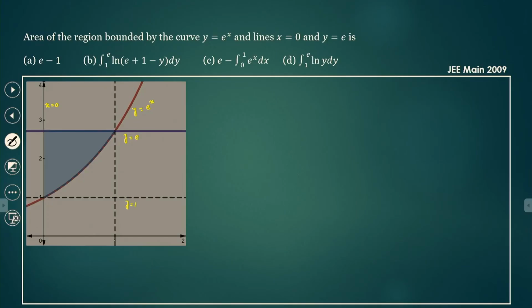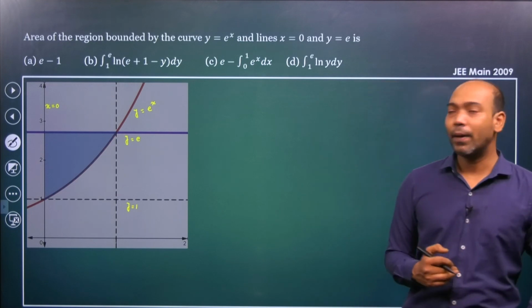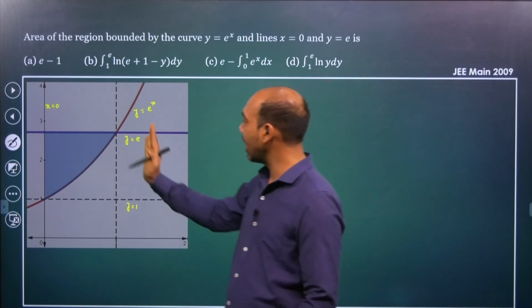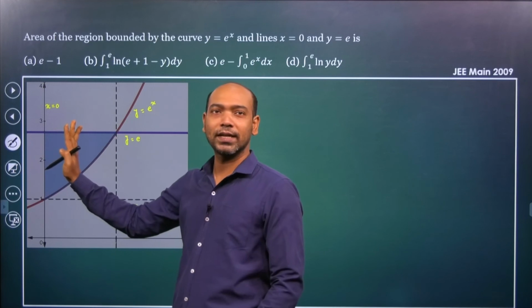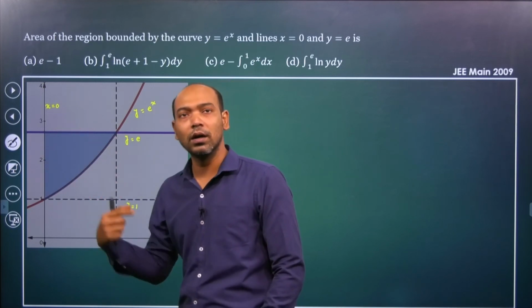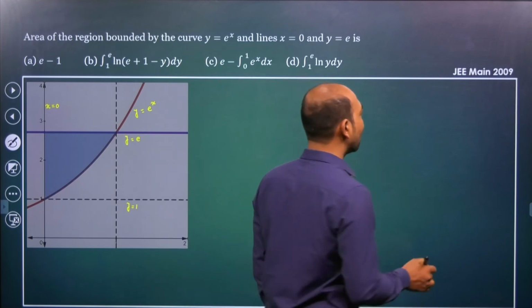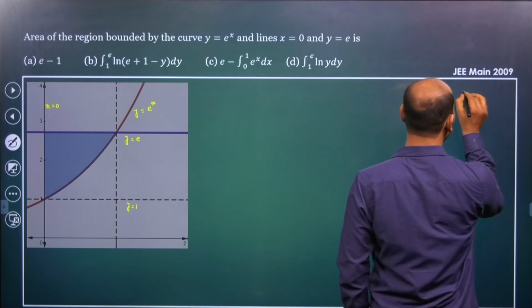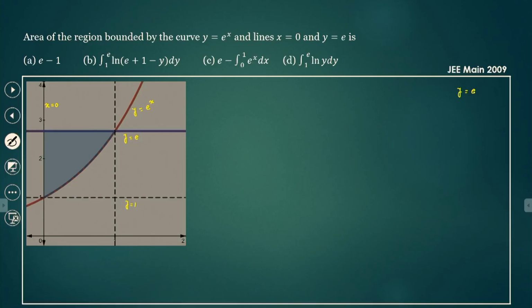So what is the shaded region? We can easily find it is bounded by the top curve, the right curve, and the left curve, which is x equal to 0. So here we have to write it in the form of x equal to function of y. Let's start with our problem. We have y equal to e to the power x, so it implies that x is equal to log y.